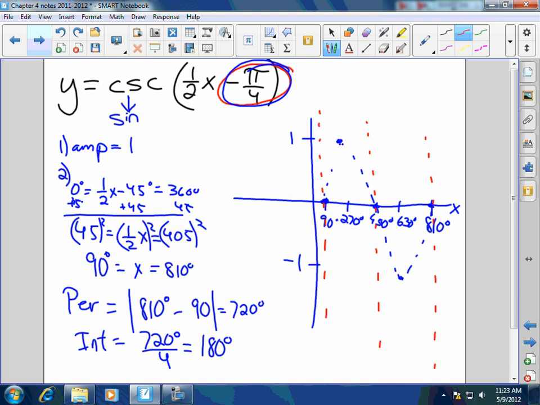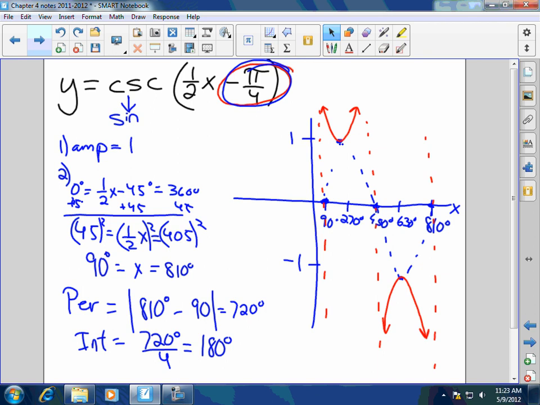And then a parabola at every peak between the asymptotes and at every trough between the asymptotes. Now, let's be honest. It's not too hard, is it? If you know how to do your sine and cosine graph, you're golden.